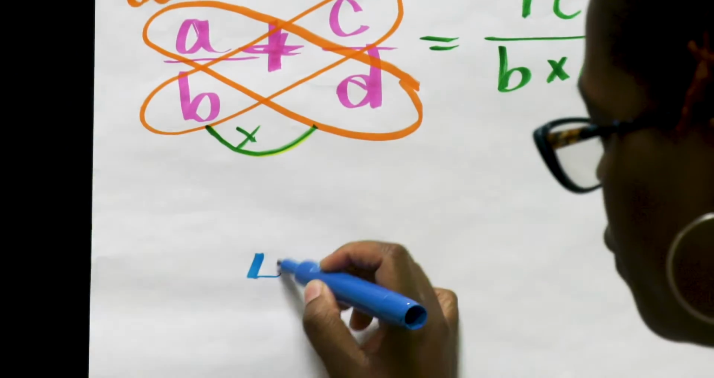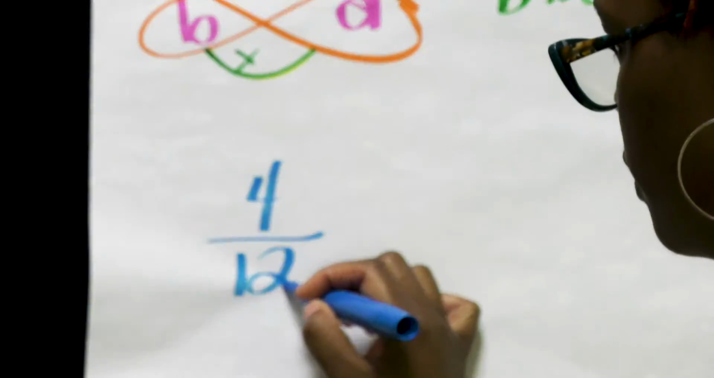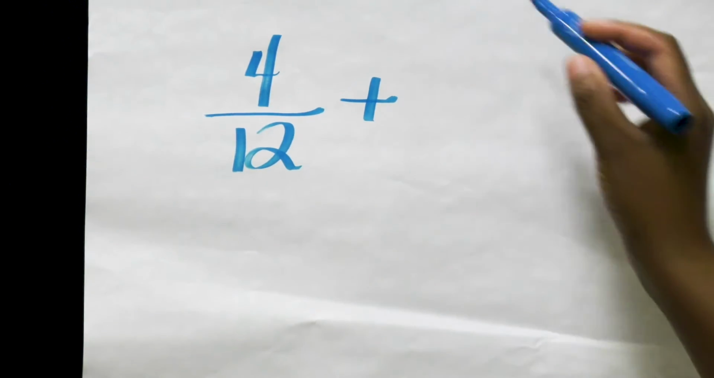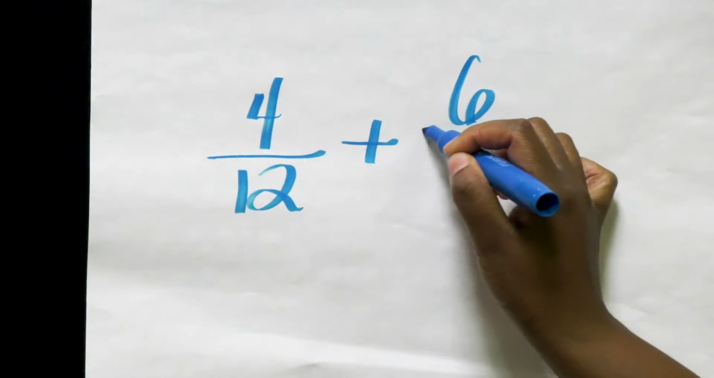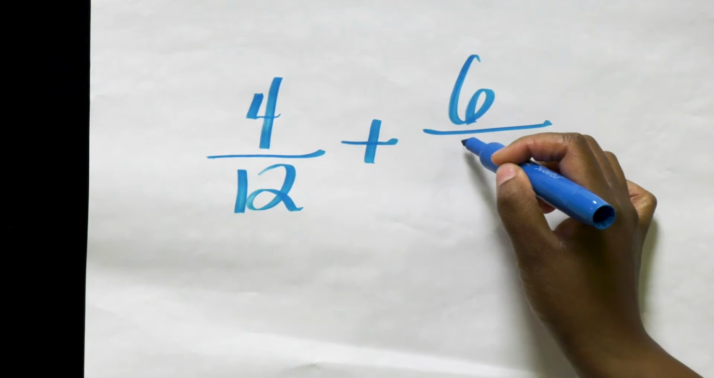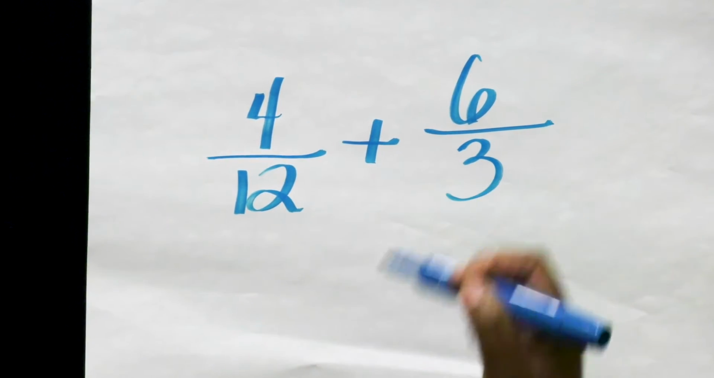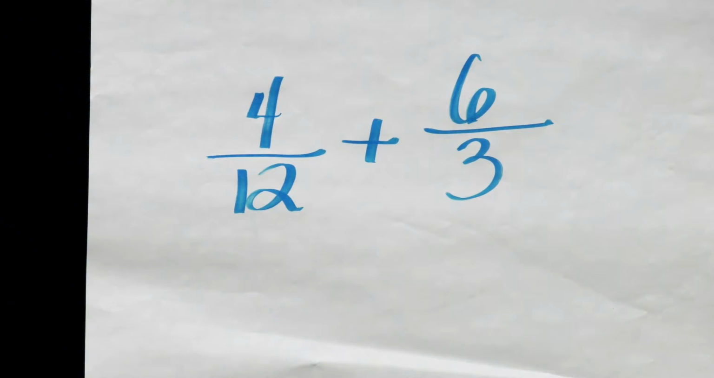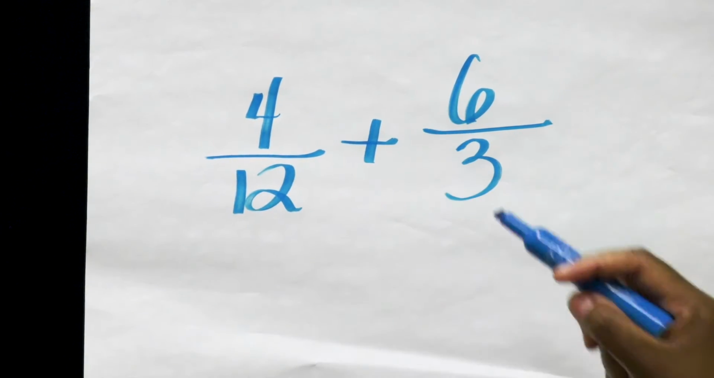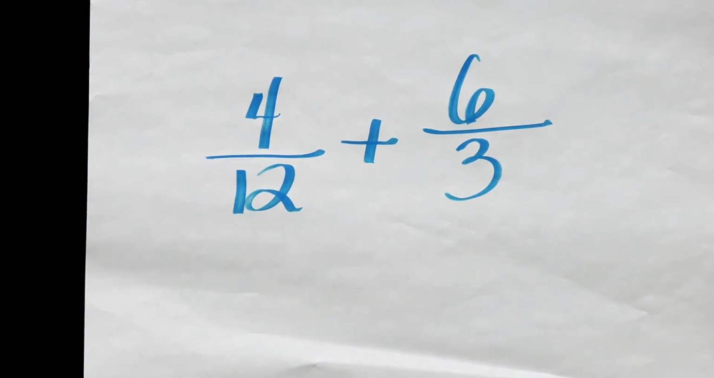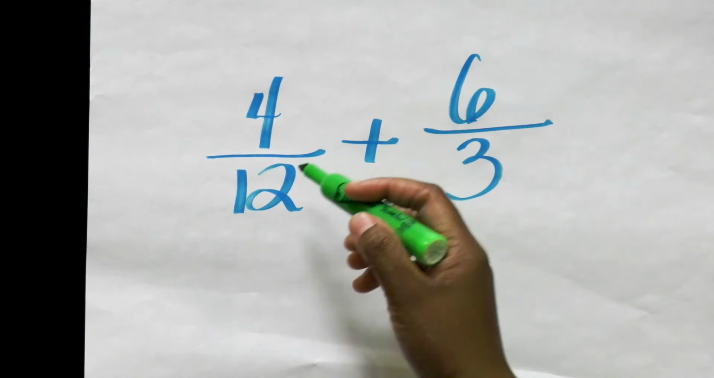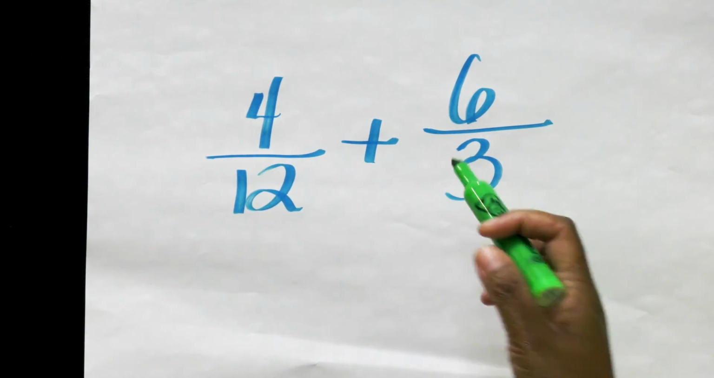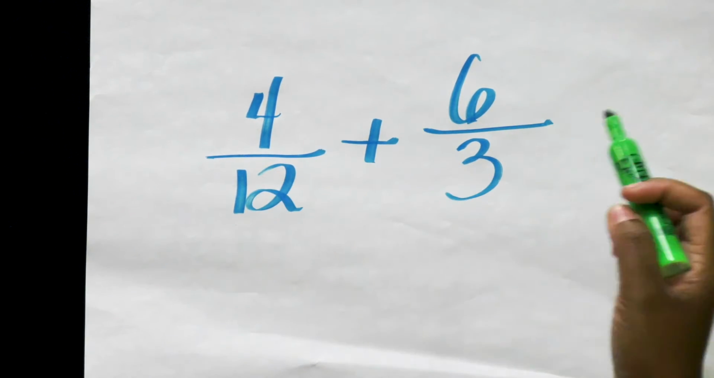So let's say we had 4/12 plus 6/3. If you notice, two fractions with two different denominators. So you want to make them equivalent. Remember, equivalent here means that the denominators are the same, they are equal. We just want to focus on the denominators, 12 and 3.